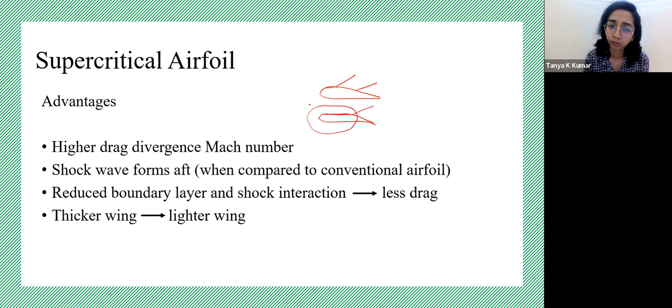Then you have reduced boundary layer and shock interactions. Again, the same reason, because your shock is formed later, for a larger range of angles of attack or flow. Also, it is formed aft. So it gives you a larger range of operation. And when there is less interaction between the boundary layer and shock, you have less drag. Then, since there is a flat upper surface, the wing ends up thicker. Thicker wing implies lighter wing. Why?